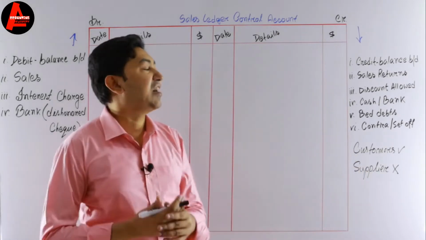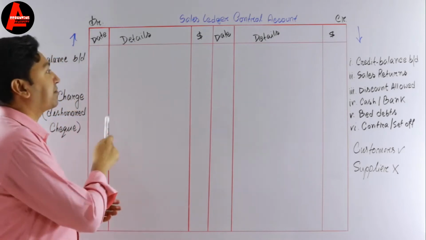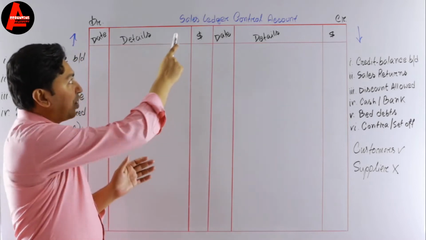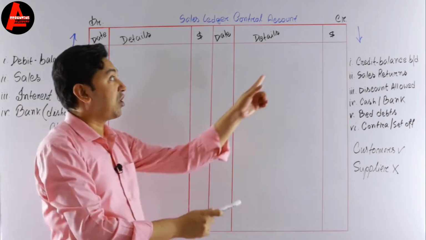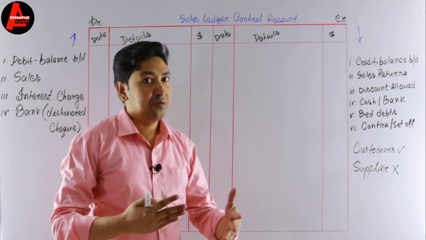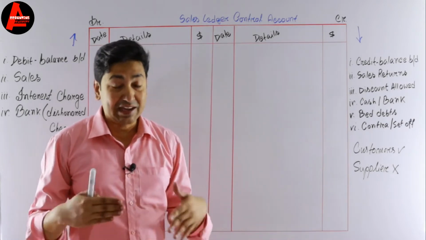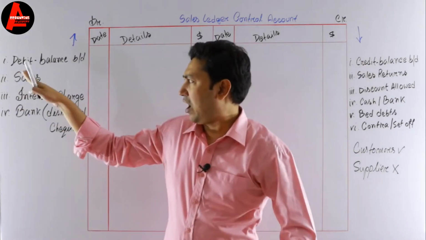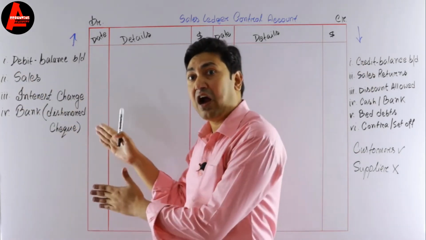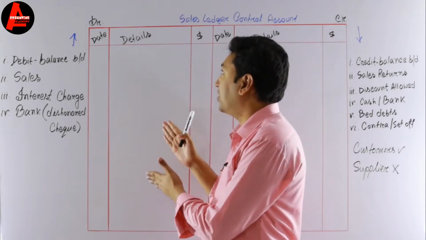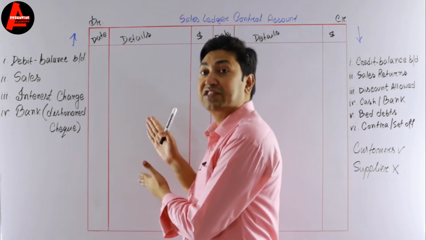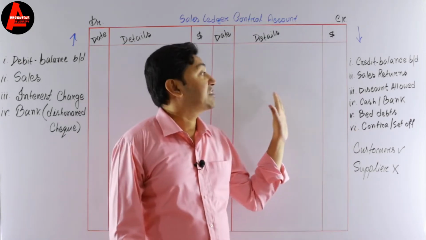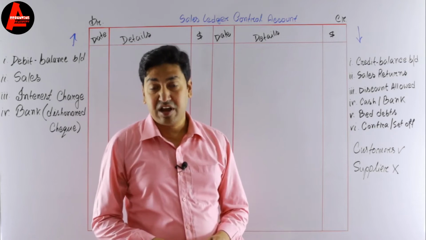Okay, before we start, have a look at the format. Here we have six columns, three columns here, three columns there. If you want to add one more column for folio on each side, it is also fine, but we have nothing to write there, so we can skip that. Here you see 4 items on the debit side, which always come in the debit side of the sales ledger control account, and these 6 items always come on the credit side.